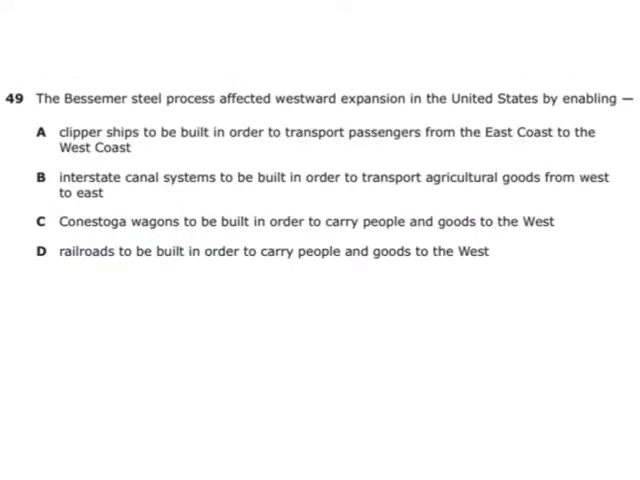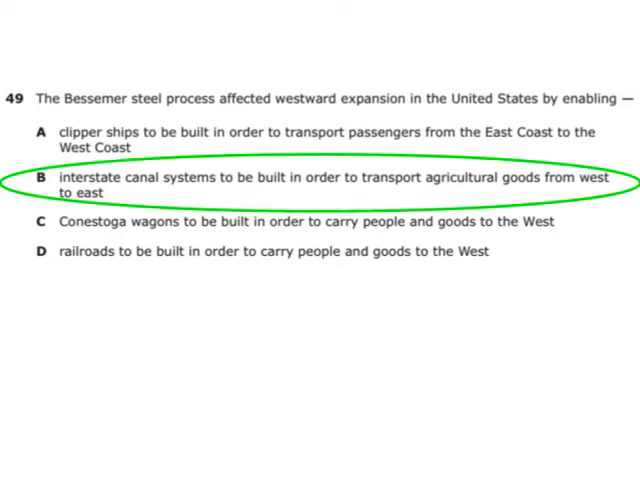The Bessemer steel process affected westward expansion in the United States by enabling interstate canal systems to be built in order to transport agricultural goods from west to east. Actually, looking at this one, I believe it should be D. Railroads to be built in order to carry people and goods to the west. Okay, so disregard that answer there. This one should be D. Railroads to be built in order to carry people and goods to the west.